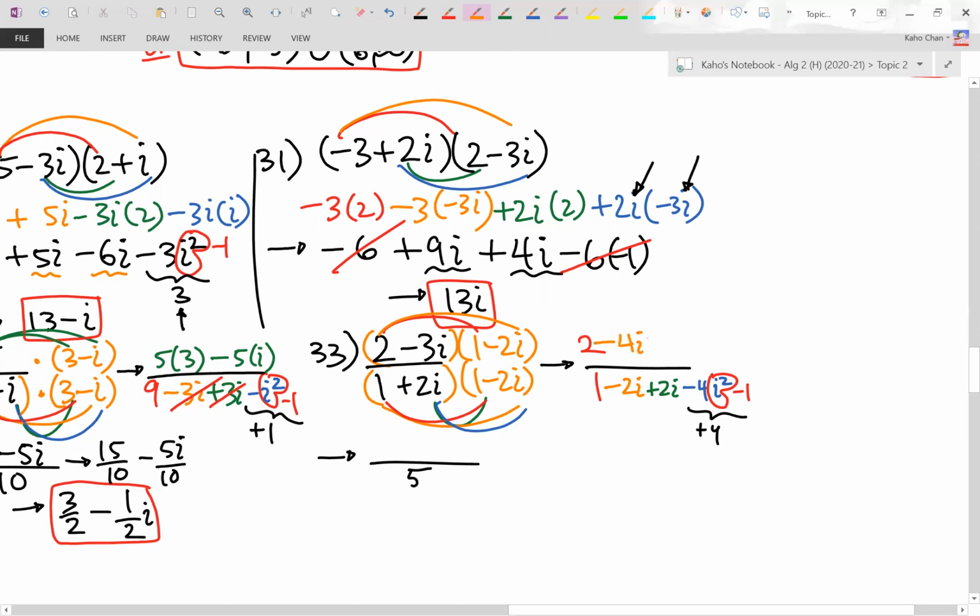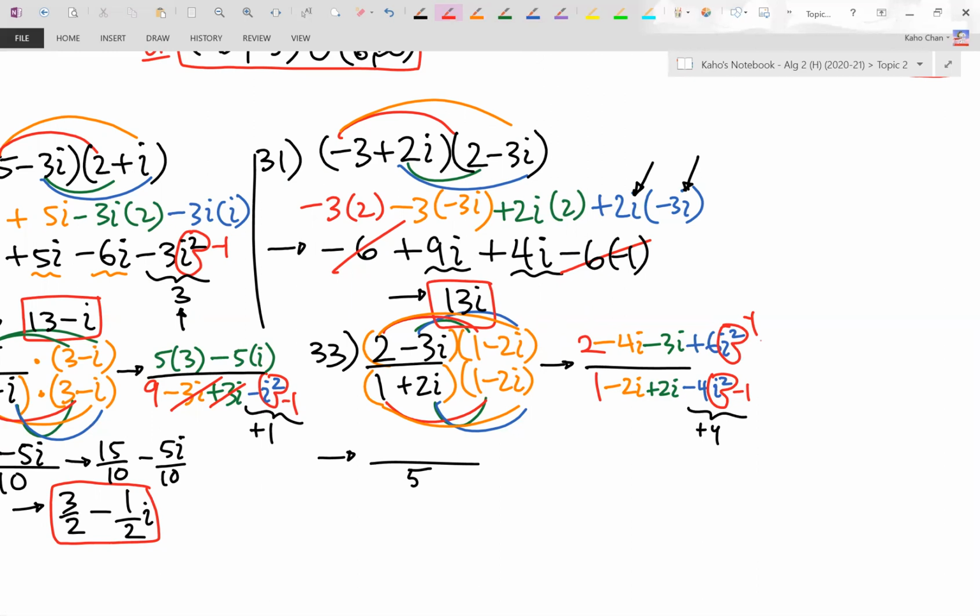So for the outer terms, I get 2 times negative 2i is negative 4i. Inner terms, negative 3i times 1 is still negative 3i. And our last terms. Ooh, negative times negative is a positive 6i squared. Watch out for that, please. There's your negative 1 because of the i squared. And 6 times negative 1 is negative 6.